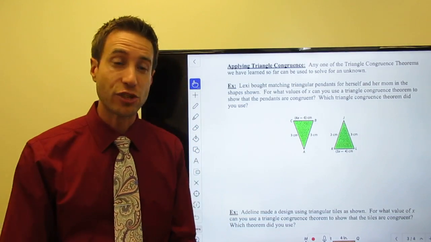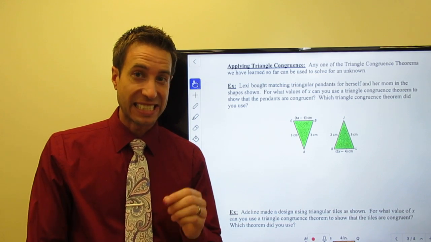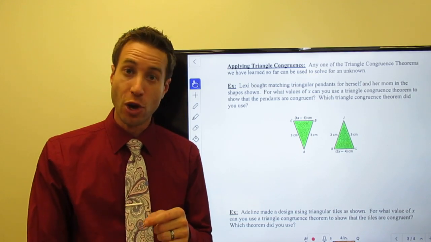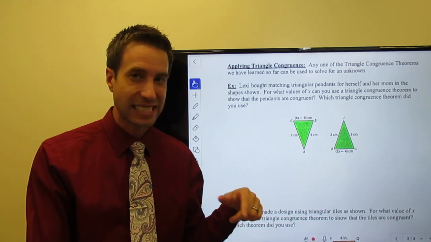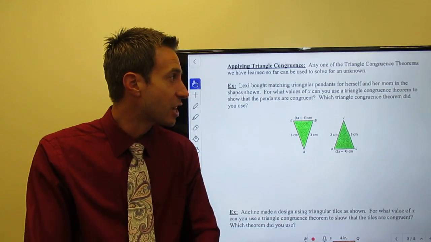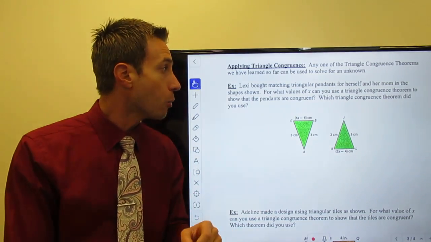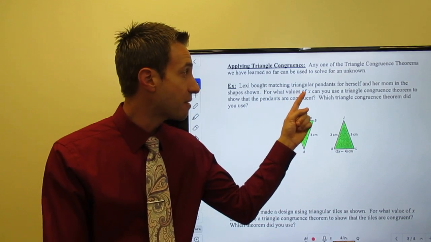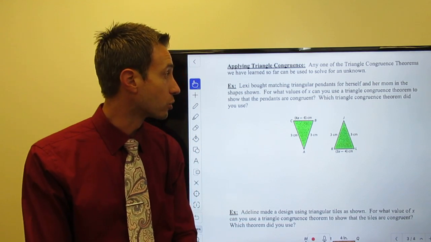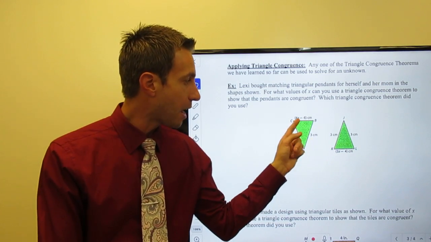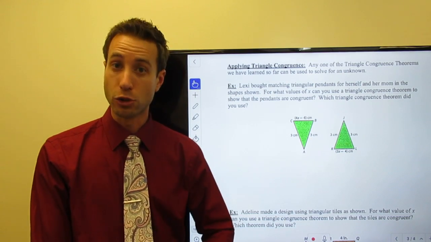Alright guys, welcome to this page of the notes, and what we're going to do is use some geometry to help us do some algebra. What I've got here is two triangles for you guys. Lexi bought matching triangular pendants, one for herself and her mom, because she wants to make jewelry out of them. But what I want you to do is find the value for x. What value of x can you use to make these triangles congruent? So what value does x need to be so that these two triangles are congruent triangles?